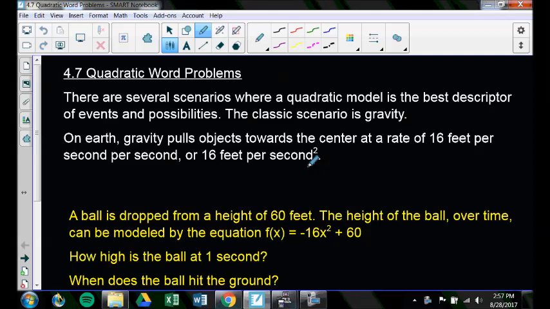Let's do some of those word problems that we love so much. There are a lot of scenarios where a quadratic model is the best descriptor of events and possibilities, and the classic scenario is gravity. Gravity pulls things at an ever-increasing rate. It's ever-increasing until you hit what's called terminal velocity, and then your velocity hits its max speed. But until that happens, when things fall, they fall faster and faster over time.